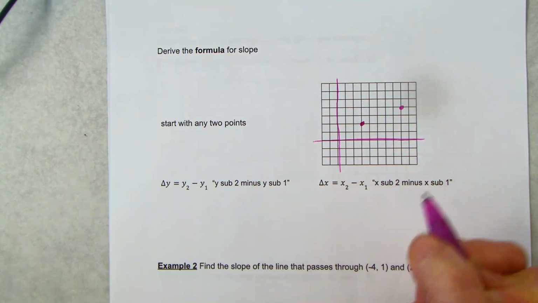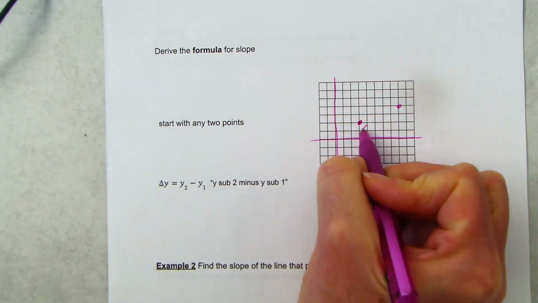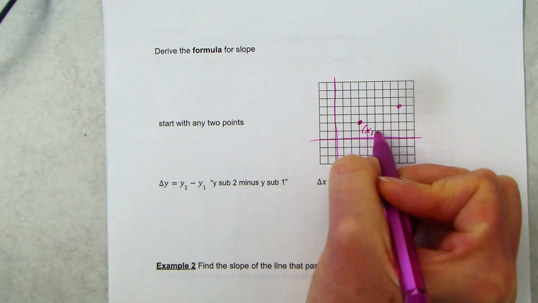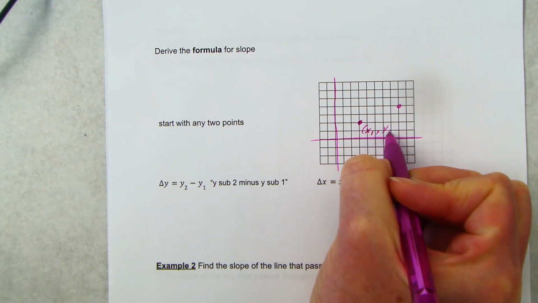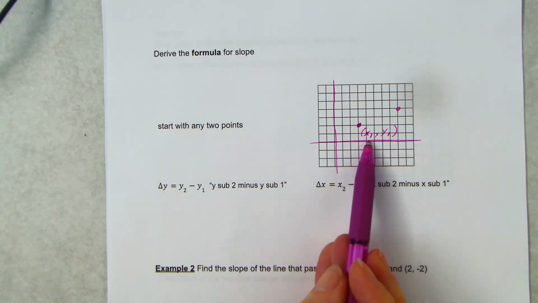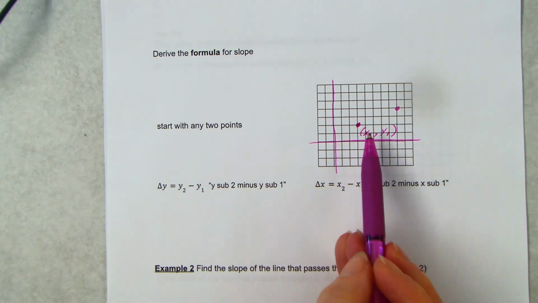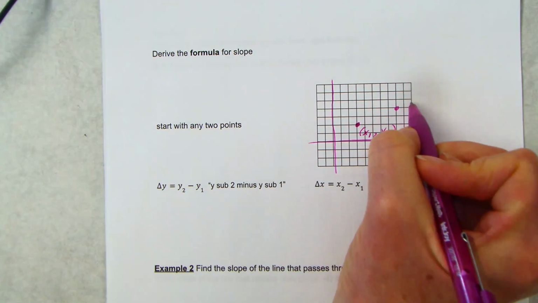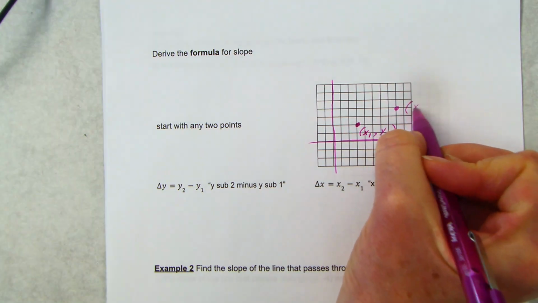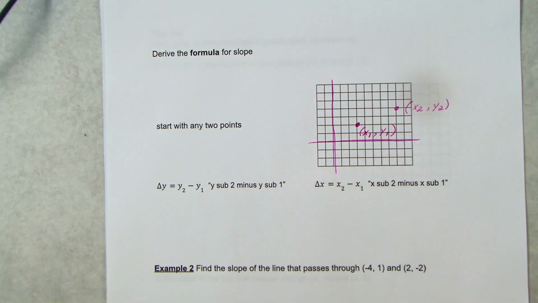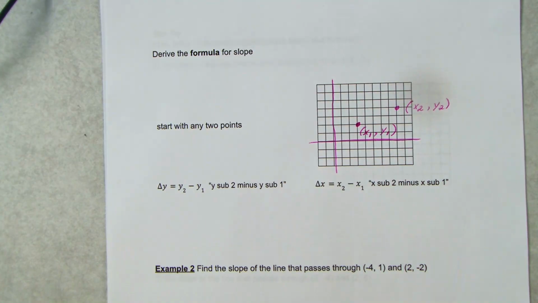All right, and we're going to call this first point x sub 1 and y sub 1. Sub just means lower than. So we're identifying this as our first x coordinate, and this is our first y coordinate. And then this one is going to be x sub 2 and y sub 2. All right, so you can start with any 2 points.